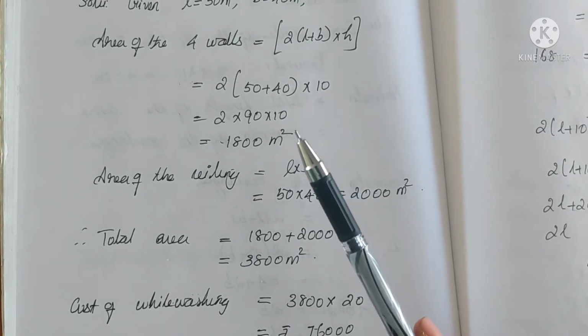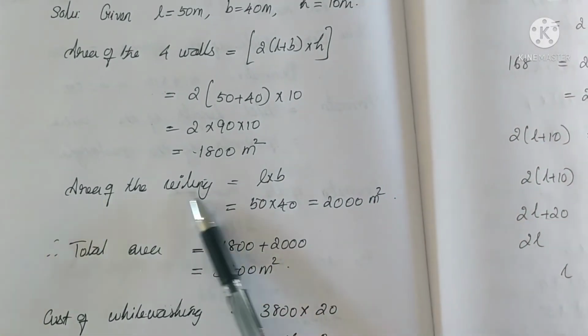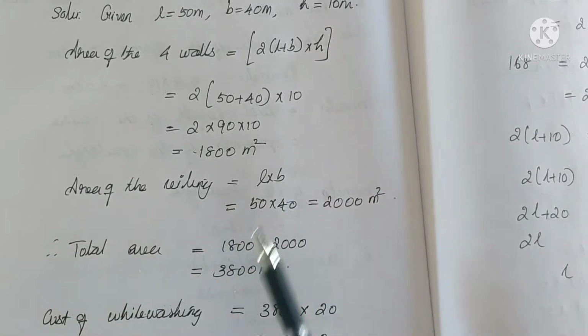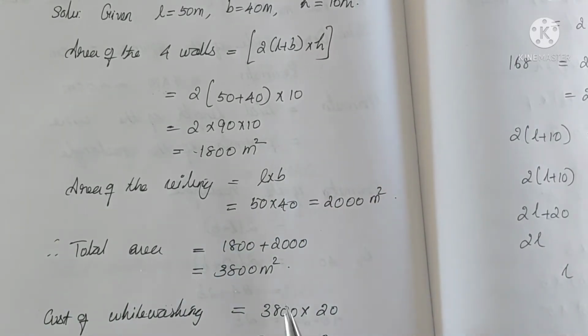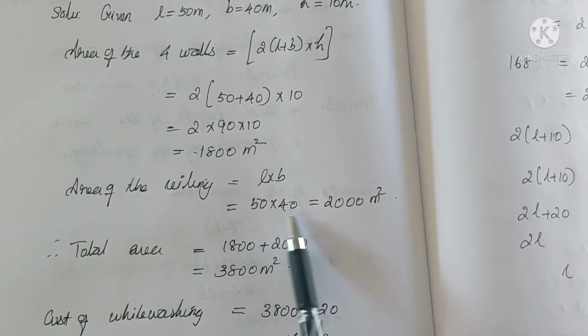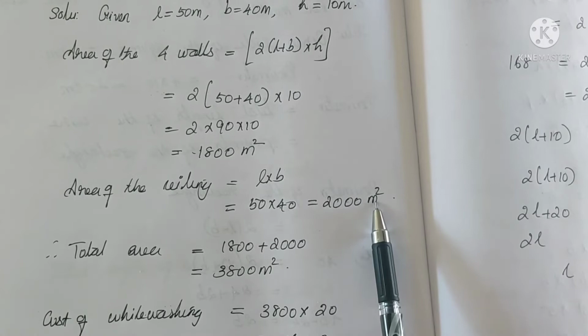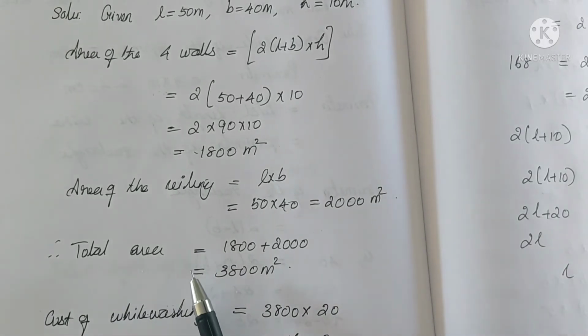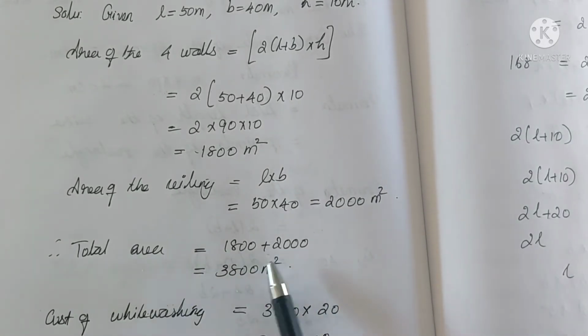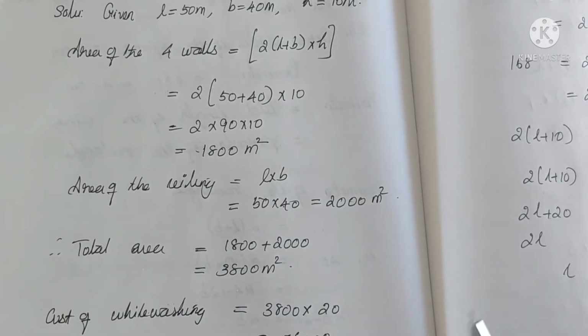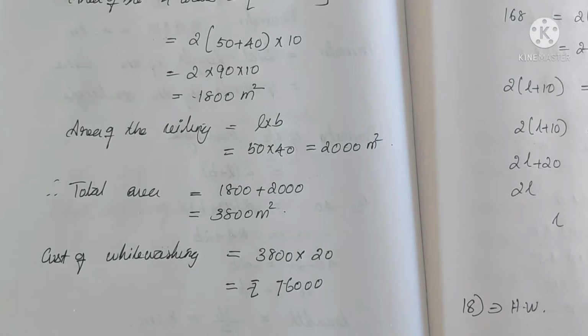Now we are going to find the area of the ceiling. Area of the ceiling is equal to length into breadth only, because that ceiling will be in the shape of a rectangle. So 50 into 40, length and breadth we are multiplying. It is equal to 2000 meters square. Now we can find the total area here. 1800 plus 2000, which is equal to 3800 meters square. Now what is the total cost of whitewashing it?